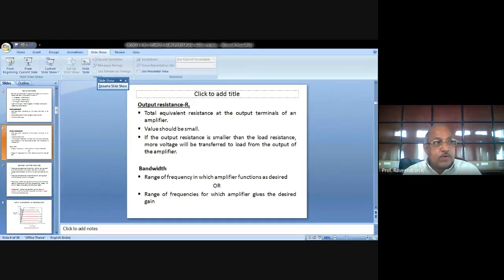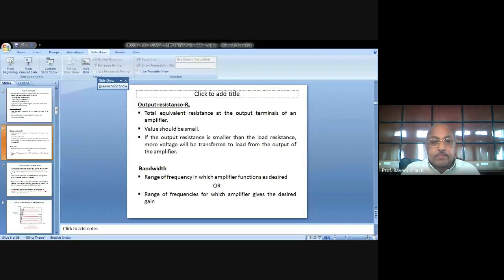For the CE amplifier, that particular amplifier is meant for amplifying audio signals, so it is used as an audio amplifier. Usually the bandwidth will be well within 20 hertz to 20 kilohertz, because that is the range of frequencies for audio signals. Audio signals are the signals ranging from 20 hertz to 20 kilohertz, or 30 hertz to 30 kilohertz. There is a frequency range within which the transistor will give a very good gain, or the desired gain. So that is the bandwidth.